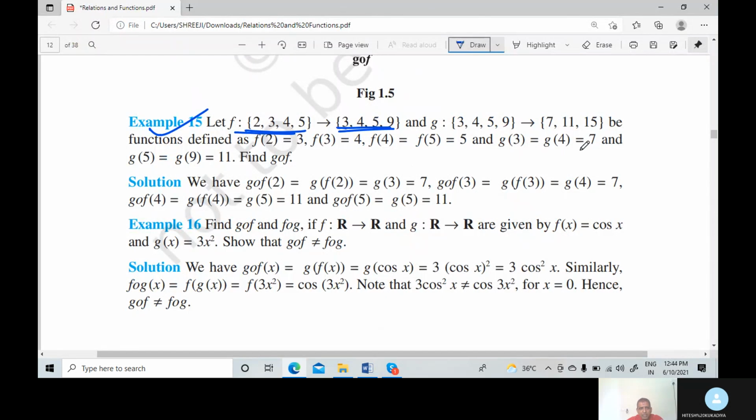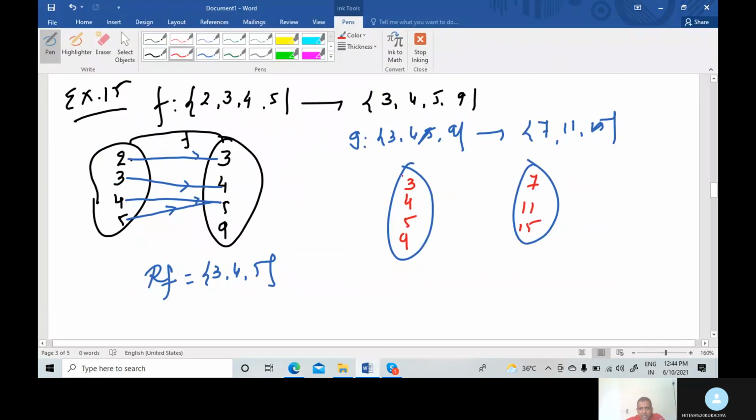G3 and G4 are 7 and the remaining answer is 11. G3 answer is 7, G4 answer is 7, G5 answer is 11 and G9 answer is also 11. Now check your range here. Range of G is 7 and 11. Now check whatever is possible: FOG is possible or GOF is possible.